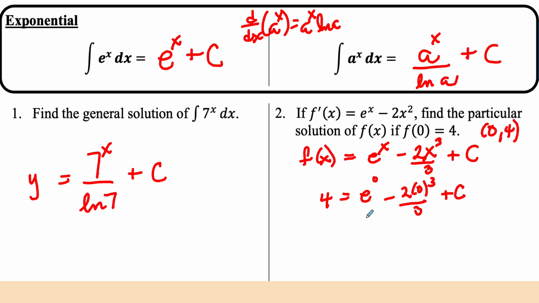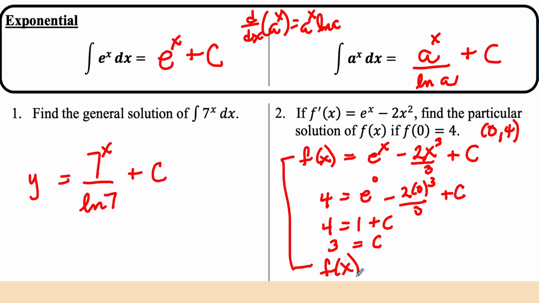And I can see that this is going to be 4 equals 1 plus c. Therefore, c is equal to 3. So now I can rewrite my function. It'll be f of x equals e to the x minus 2x cubed over 3 plus 3. Now this is the one solution that has this point in it.